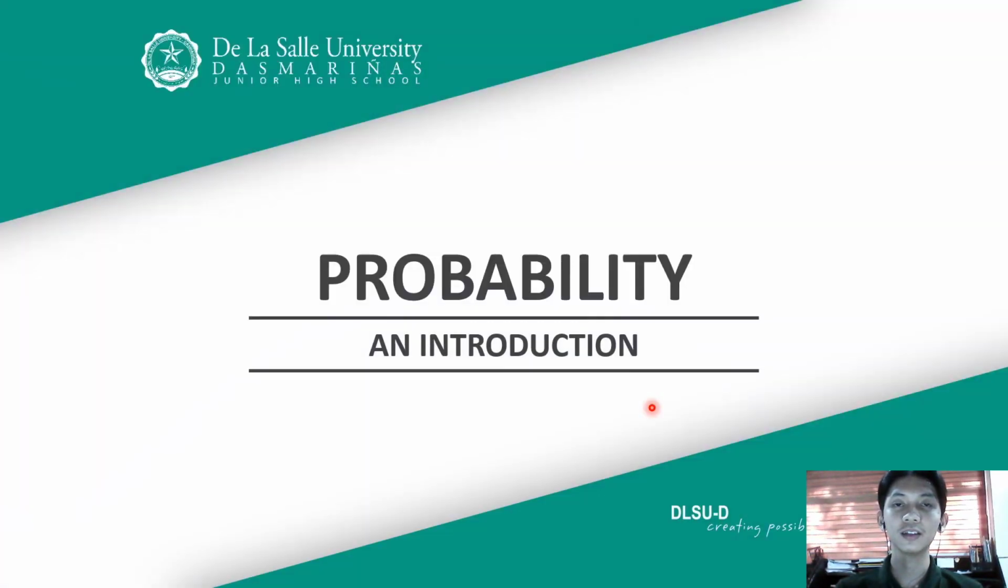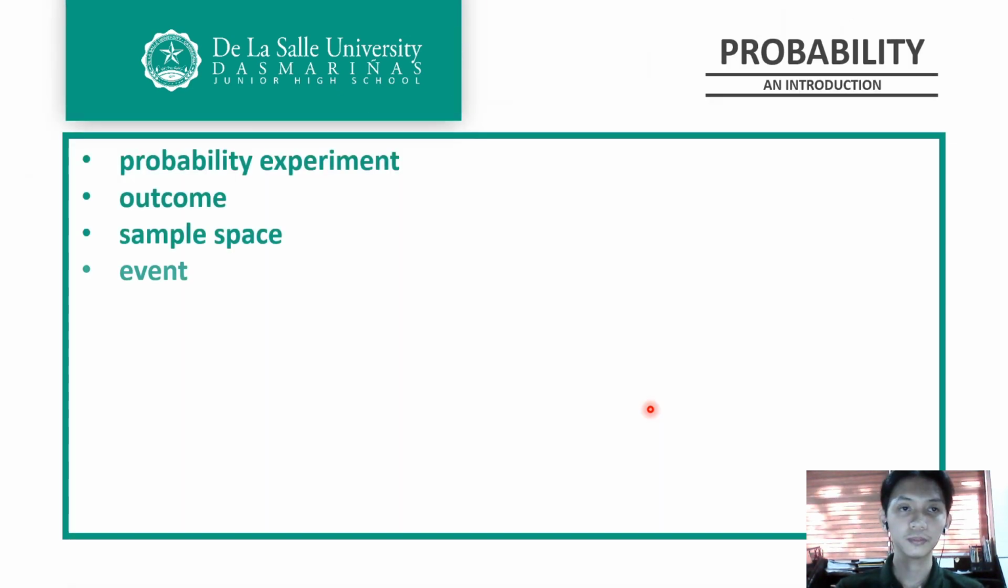Of Mathematics 10, we will be discussing some lessons under probability. That means we need to have basic knowledge of some terminologies and concepts behind probability. Let's start with these four keywords: probability experiment, outcome, sample space, and event.